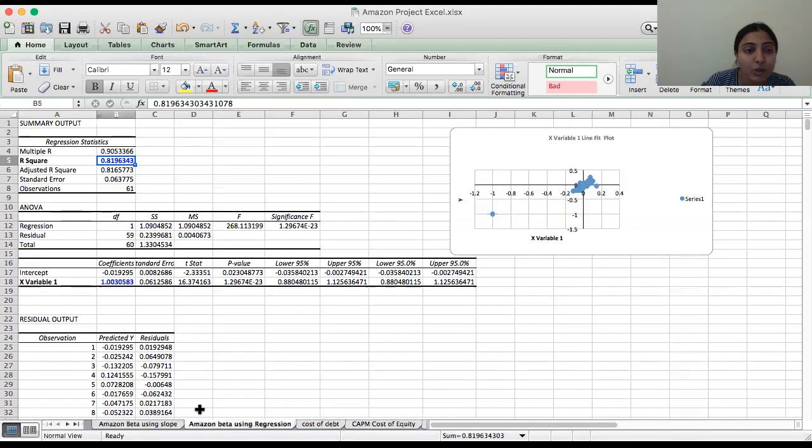And in regression also, I got the same data, 1.0030583, which is over here. So by applying both methods, I can tell that my beta and R-square are perfectly correct because I got the same answers using both methods. This is the small graph which you will get by plotting your returns against the S&P returns. In this, you can draw the straight line matching the plots.